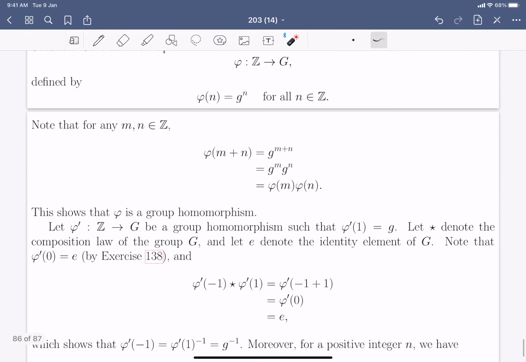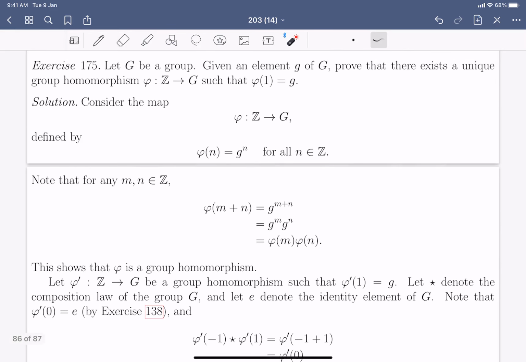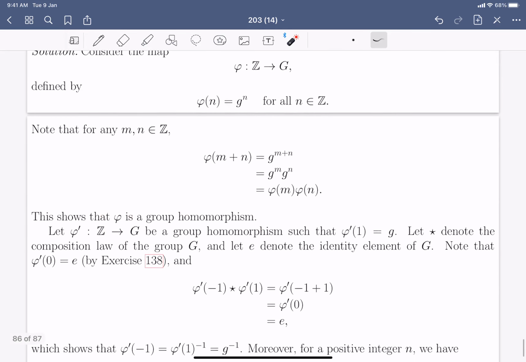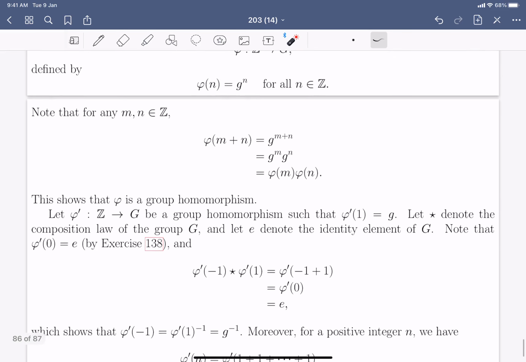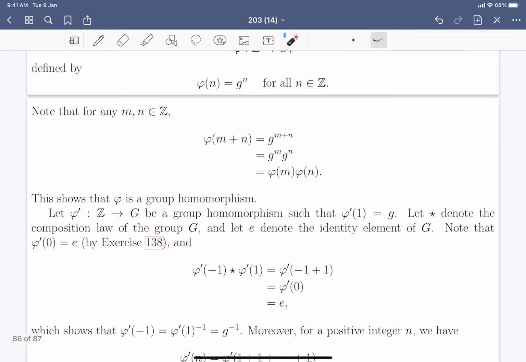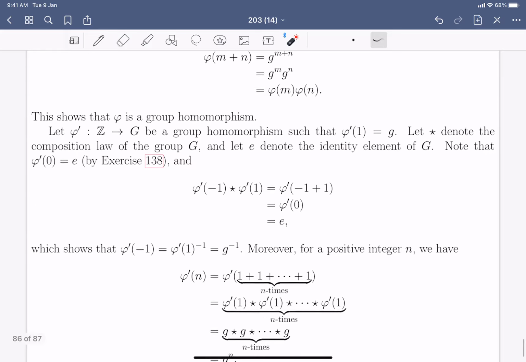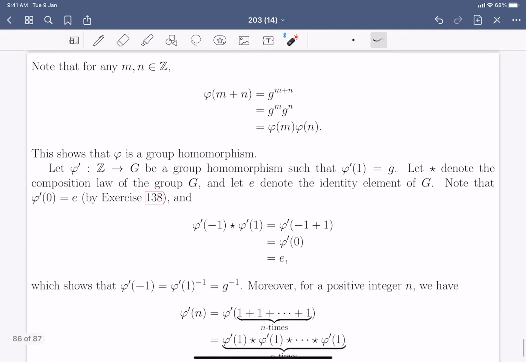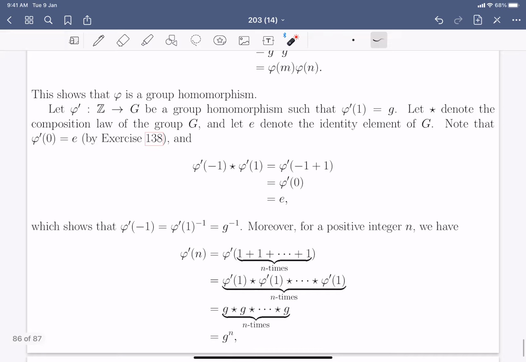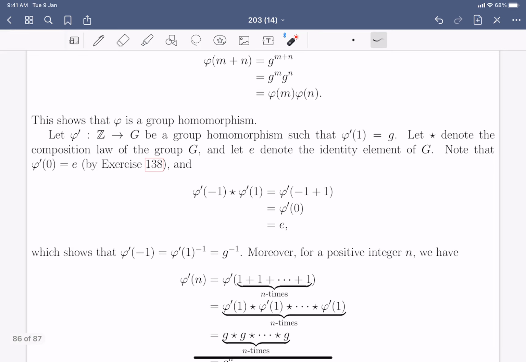Great. So you define phi of n to be g power n for any n in Z, and then it is straightforward to see that this phi is a group homomorphism. And now again, if you have another group homomorphism phi prime from Z to G with phi prime of 1 equal to g, then again one can show that phi prime applied to n has to be equal to g power n.